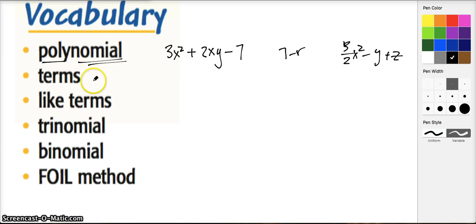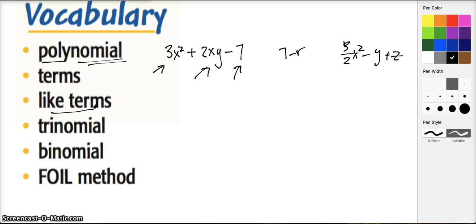Now terms are each part of a polynomial. So here's a polynomial: 3x squared is the x squared term. We've got 2xy, that's the xy term, and the constant term is -7. So terms, in a sense, are the parts of a polynomial.